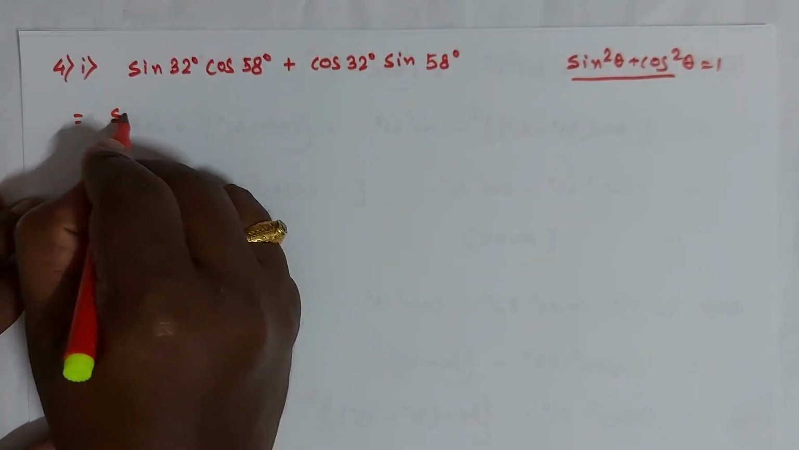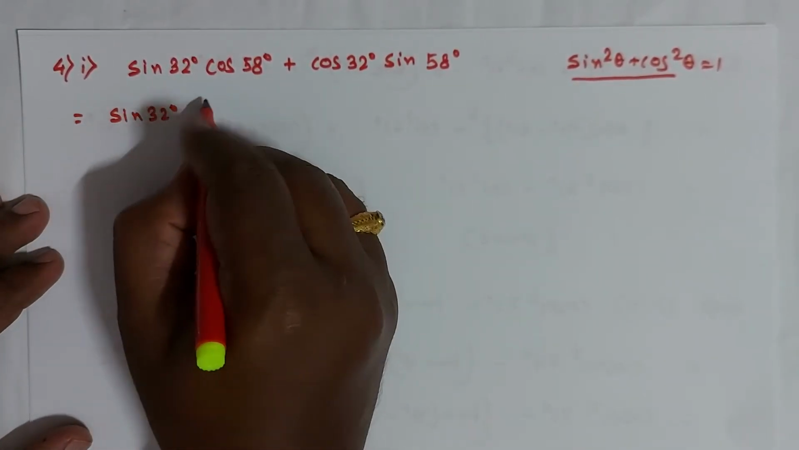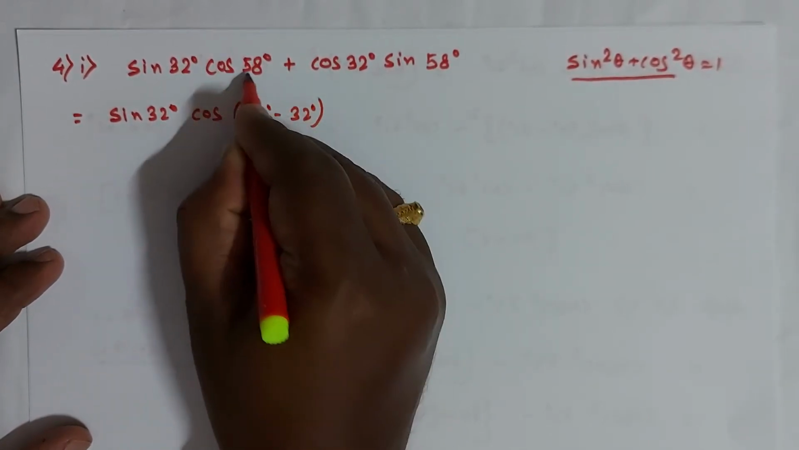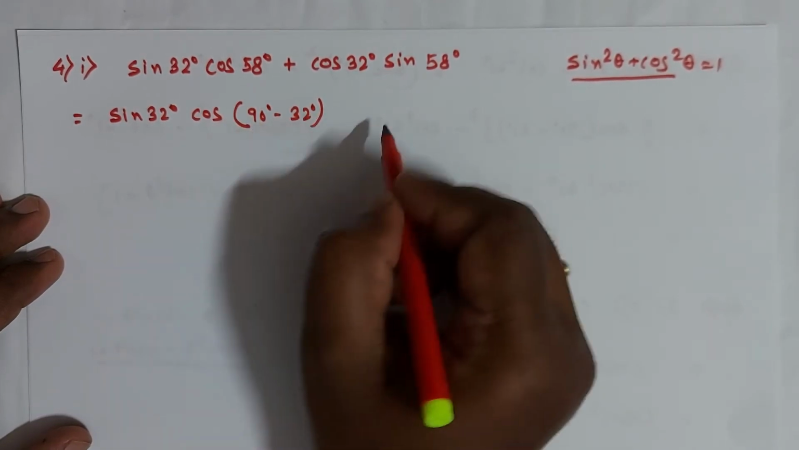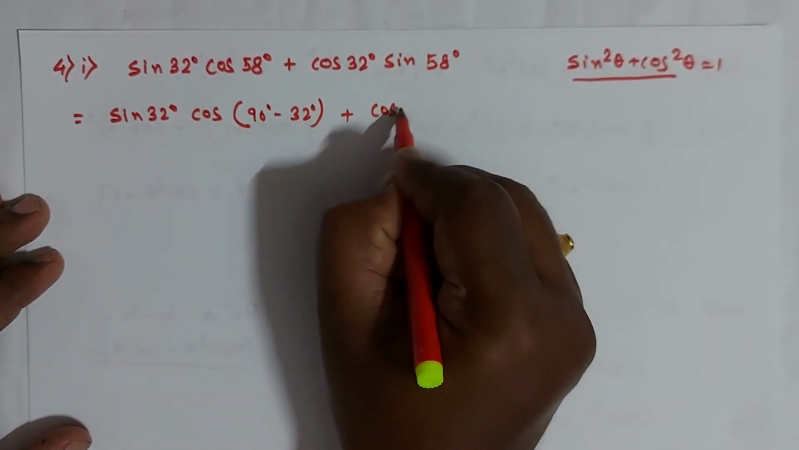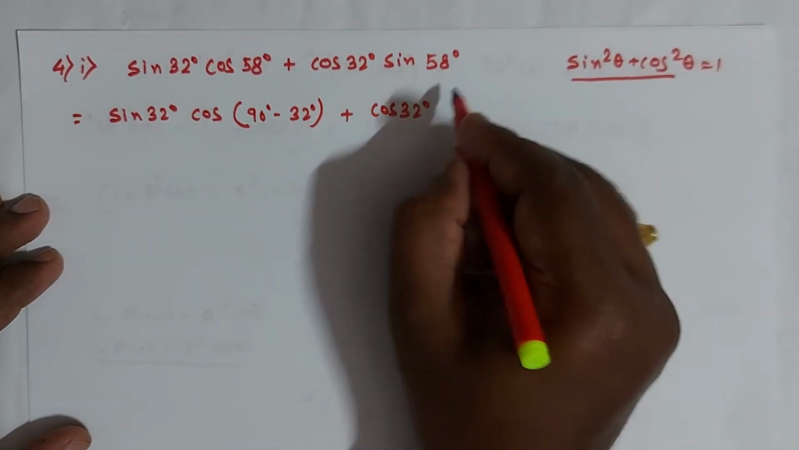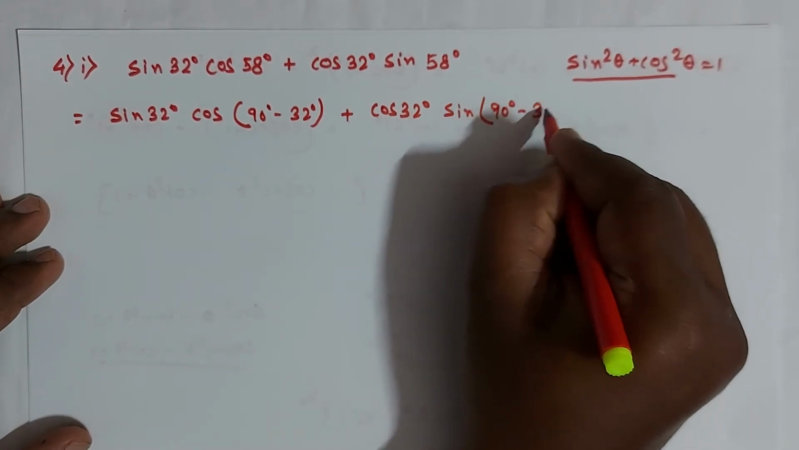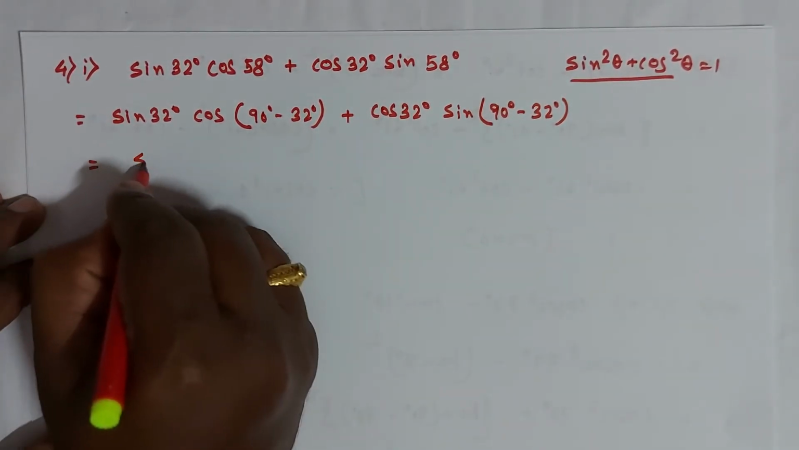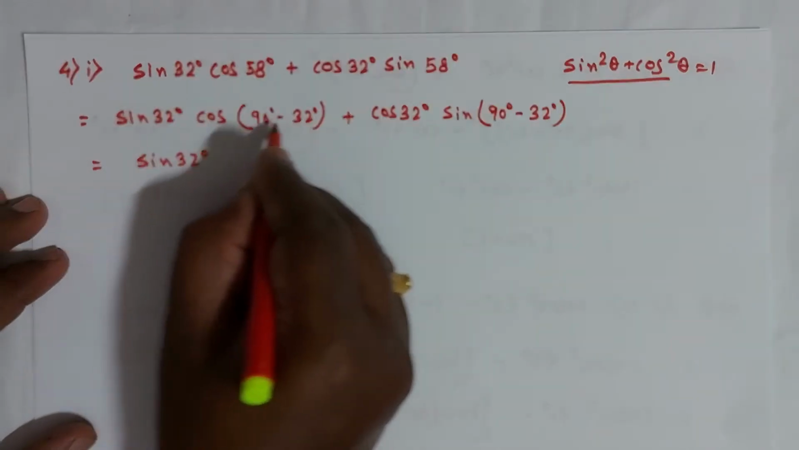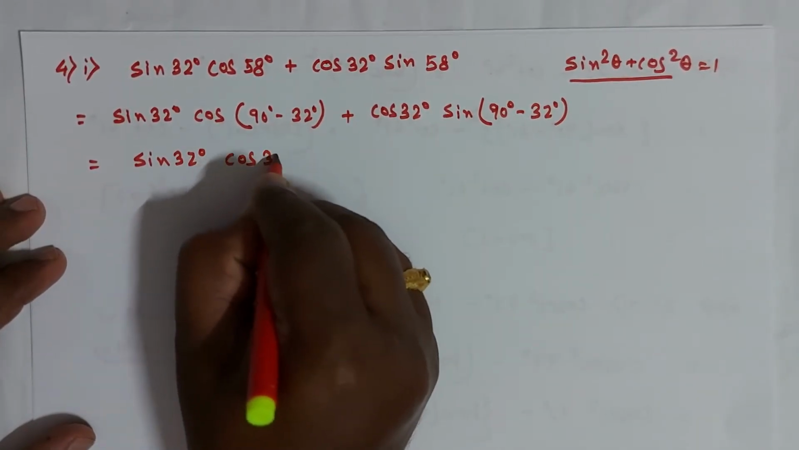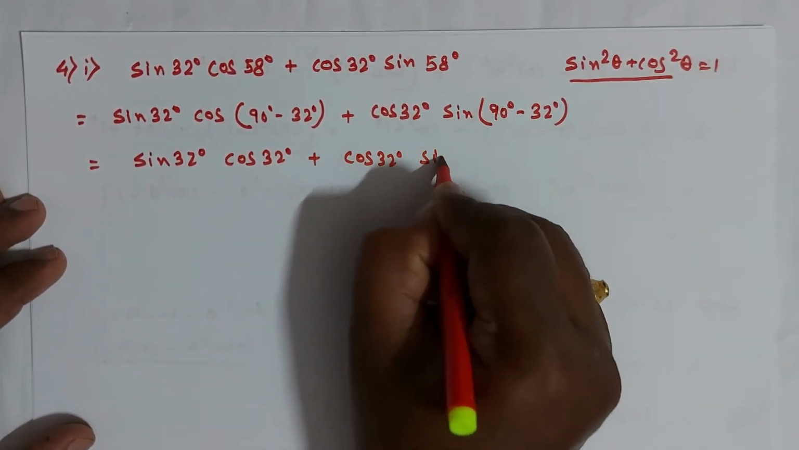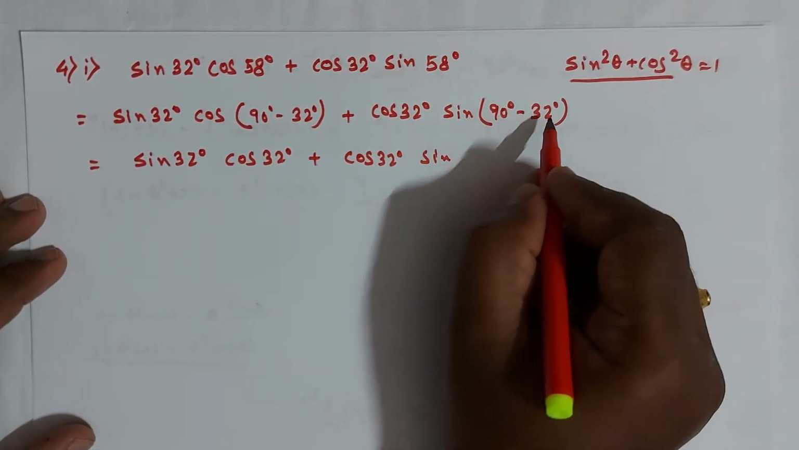So let's see. It is sine of 32 degree, and again cos of 90 minus 32 degree. Okay, 58, I divided into 90 minus 32. Then cos of 32 degree sine of 58 degree. So this sine I am writing like this, 90 minus 32 degree. So here it will be sine 32 degree. Now cos of 90 minus theta means sine theta.